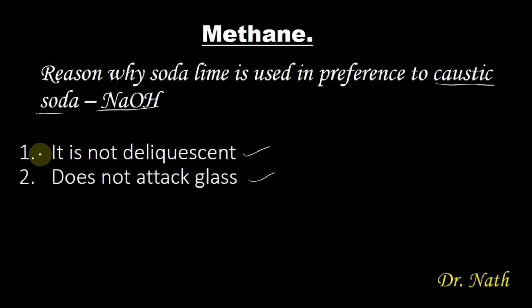So these are the two major reasons. It can come in an exam. Why is soda lime used in preference to caustic soda in the preparation of methane? It is because it is not deliquescent, and it is because it does not attack the glass. So this is very important.